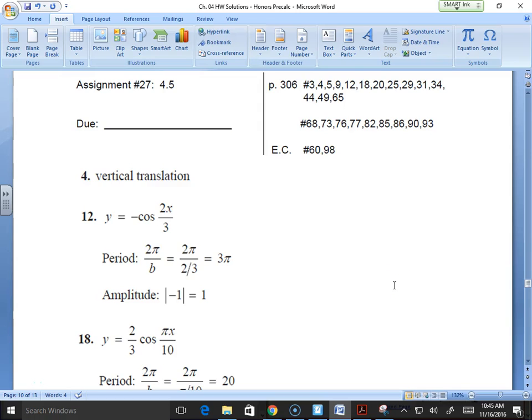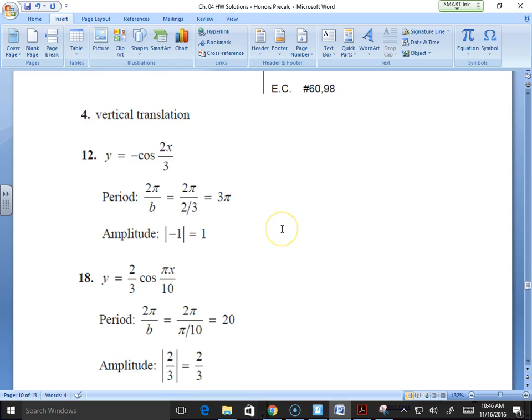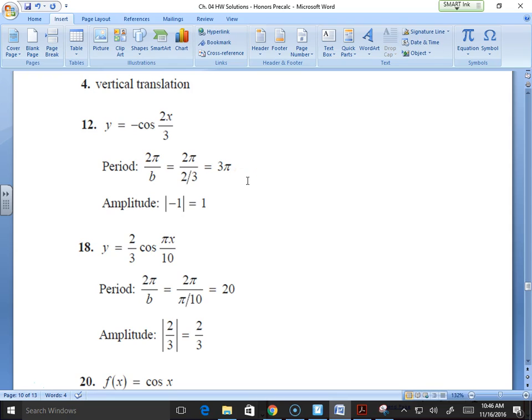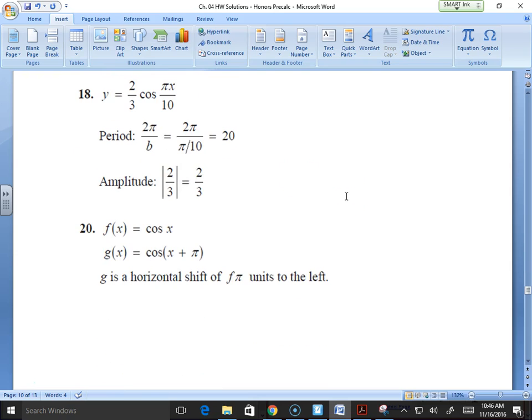Probably sinusoidal axis. The best answer, number 4, is probably sinusoidal axis, but we're describing what's going on with the vertical translation. Okay, number 12. You guys just picked out your pieces, right? Solved for a period, and then you found your amplitude to be 1. How about number 18? Ready? 18. Period is 20. Yeah, period is 20. On number 18, sorry, and then amplitude is 2/3.